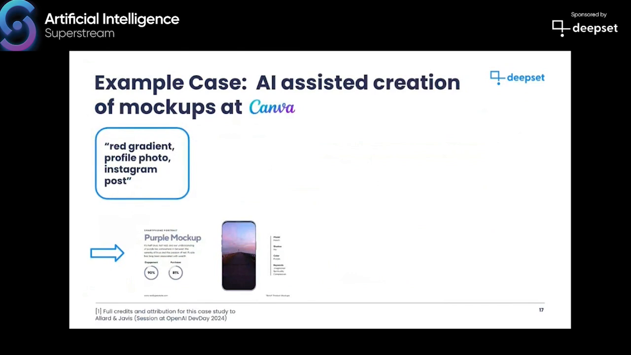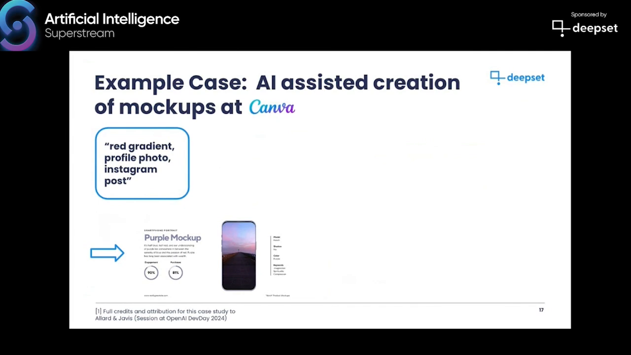All right, so we talked about the method and when it's useful. Let's now illustrate this with one actual use case from the industry where fine-tuning was successfully applied. For this case study from Canva, all credits go to Alart and Jarvis, who shared this one at OpenAI Dev Day. And honestly, I think this is one of the very, very few case studies out there that go beyond theoretical benchmarks or demos, but show instead a real production scenario in a company.